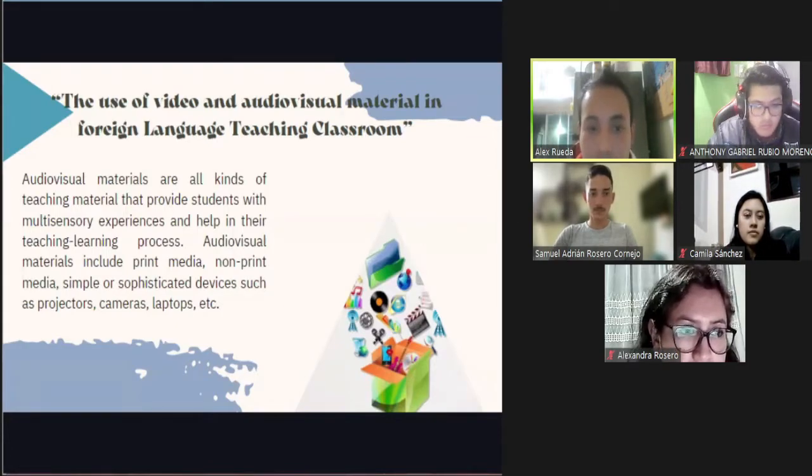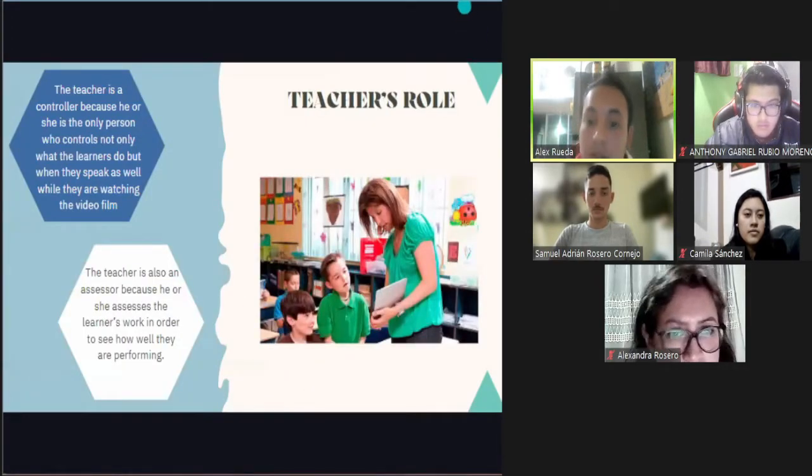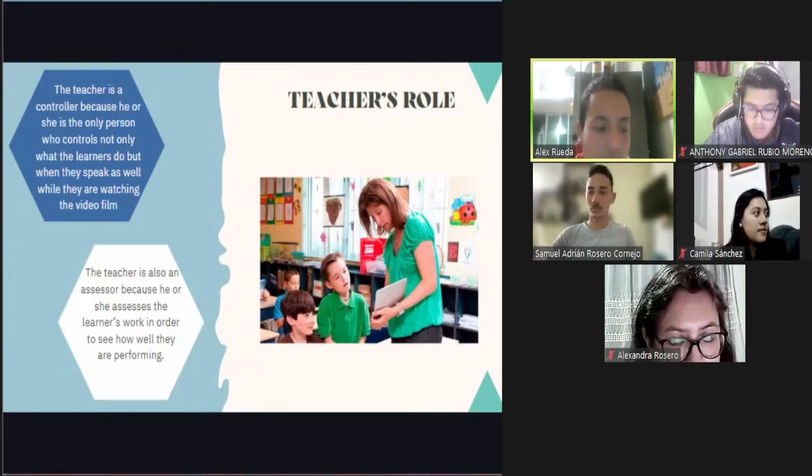Particularly, the use of video as an audiovisual material in foreign language teaching classrooms has grown rapidly because of the increasing emphasis on communicative techniques. The role of the teacher is to generate different methods, strategies, techniques, materials, and devices to capture the attention and motivation of the students and facilitate thinking and reasoning during the learning process.